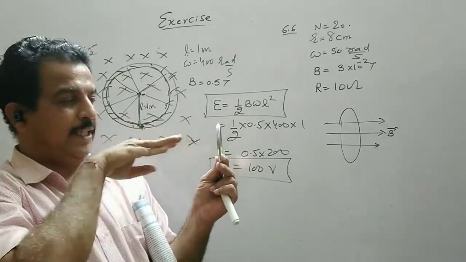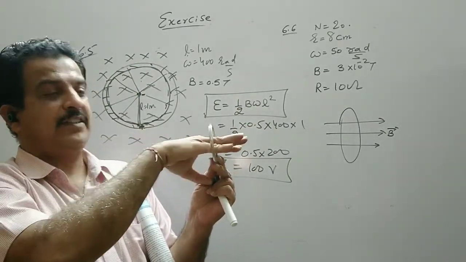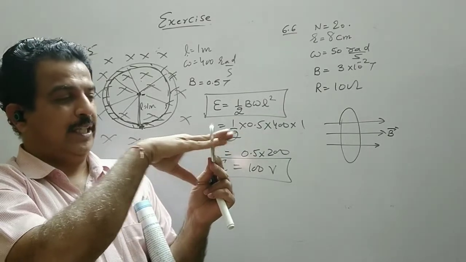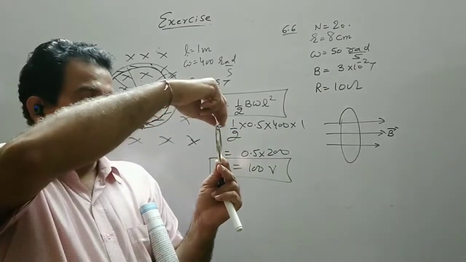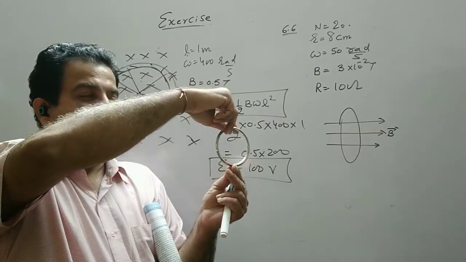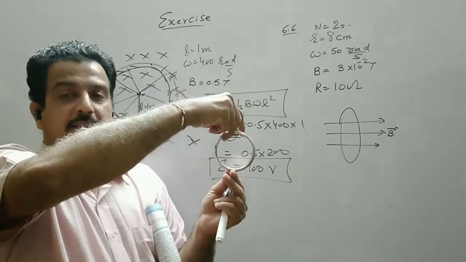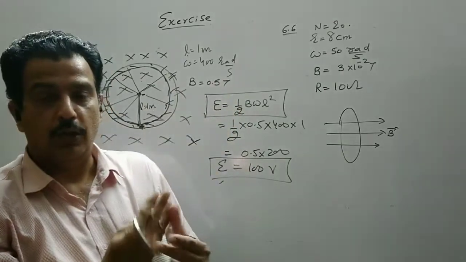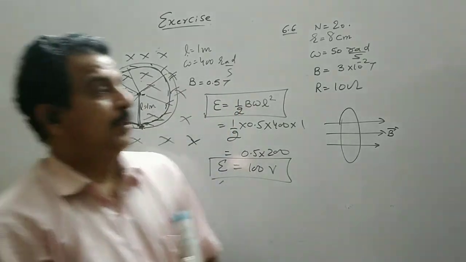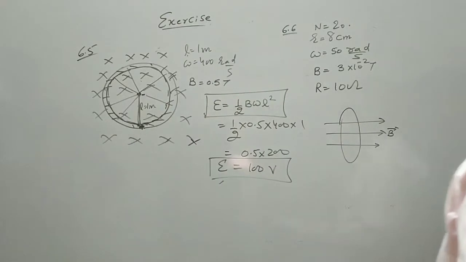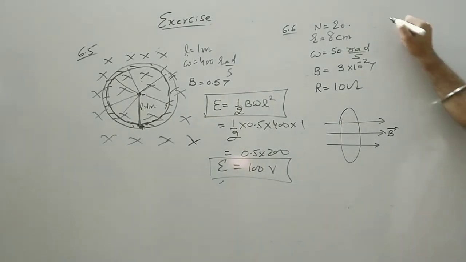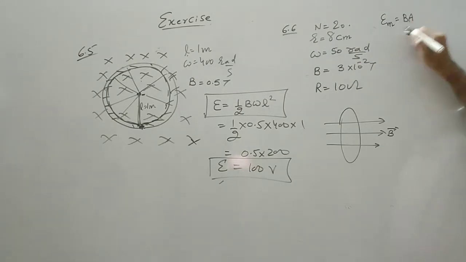So if this is the initial situation, the flux is maximum, so EMF induced is 0. Now it starts rotating, so theta will change. At this point EMF induced is maximum because the flux becomes 0. So we have to find out the maximum EMF. Now for the AC generator, the maximum EMF induced was NBAω.